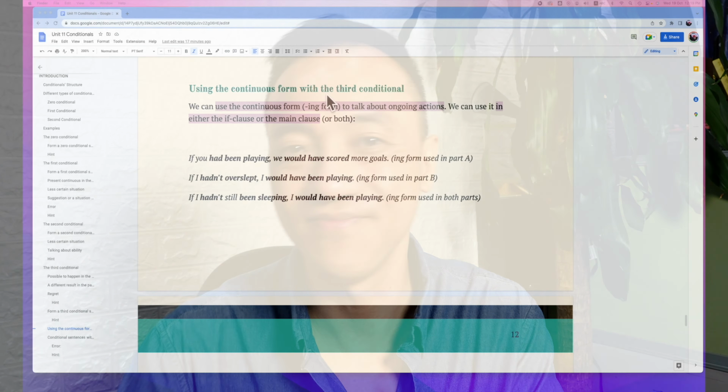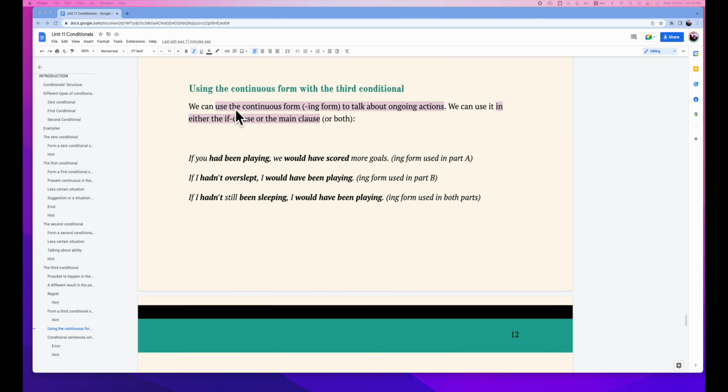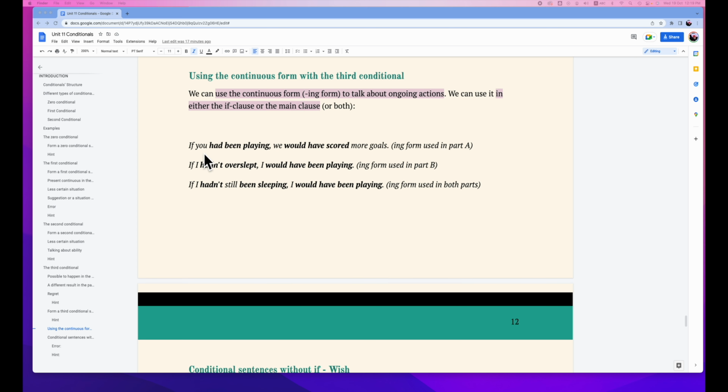So, in what situation could we use continuous form in a conditional sentence? Usually, it will be applied when the action is continuous. We can use the continuous ing form to talk about ongoing actions. We can use it in either the if clause, that means part A, or part B, the main clause, or both. For example, the first one, if you had been playing, we would have scored more goals. The ing form is used in part A.